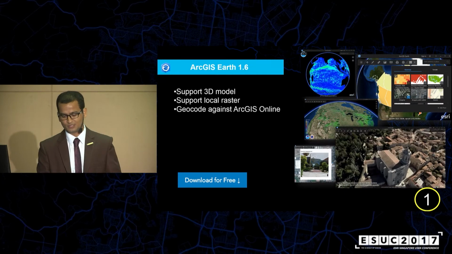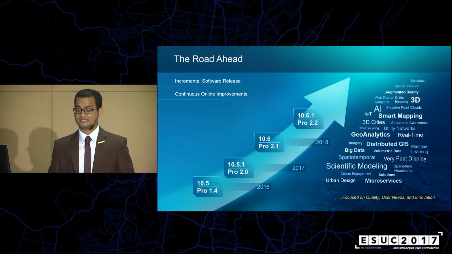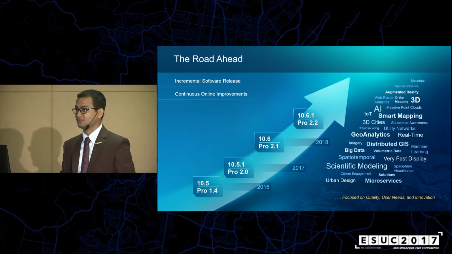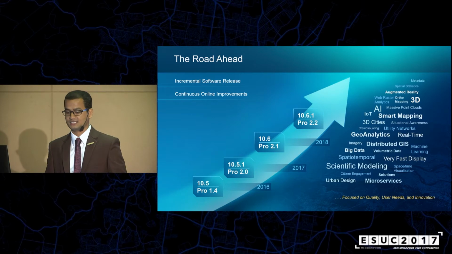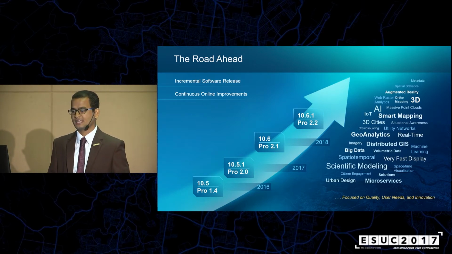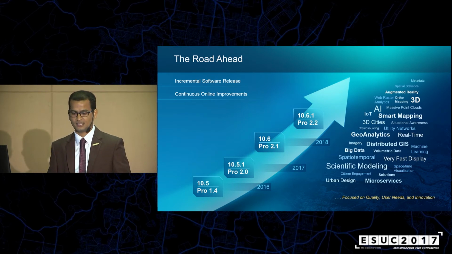Now just a little bit about the road ahead for ArcGIS. The road ahead for ArcGIS is rich. Esri is going to continue implementing its updates every 6 months as an incremental software release. Last year it was 10.5 and ArcGIS Pro 1.4. This year it's 10.5.1 and the Pro 2.0 release. So you can see the pattern here and the trend.